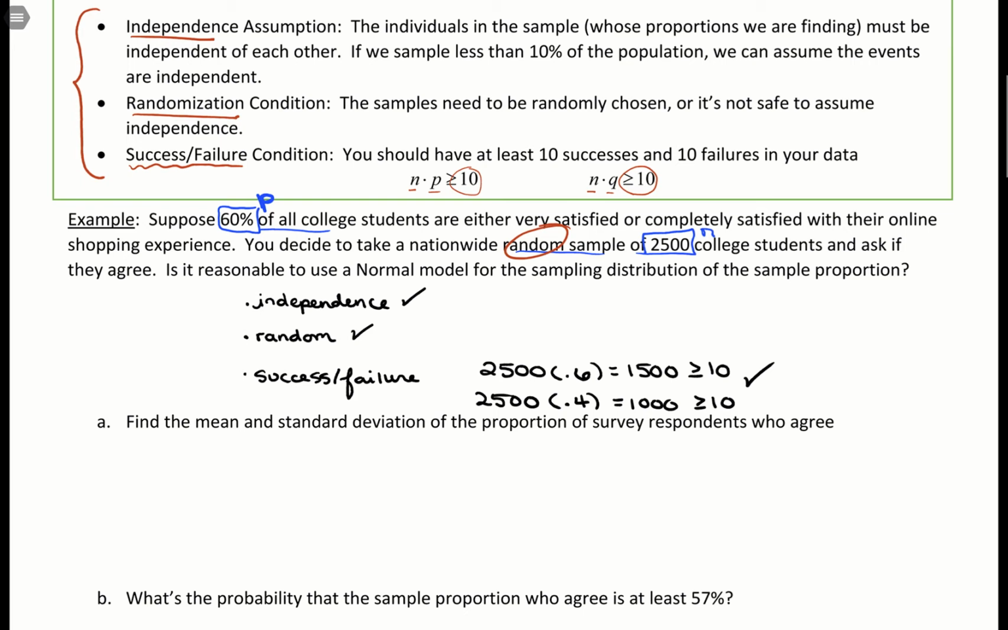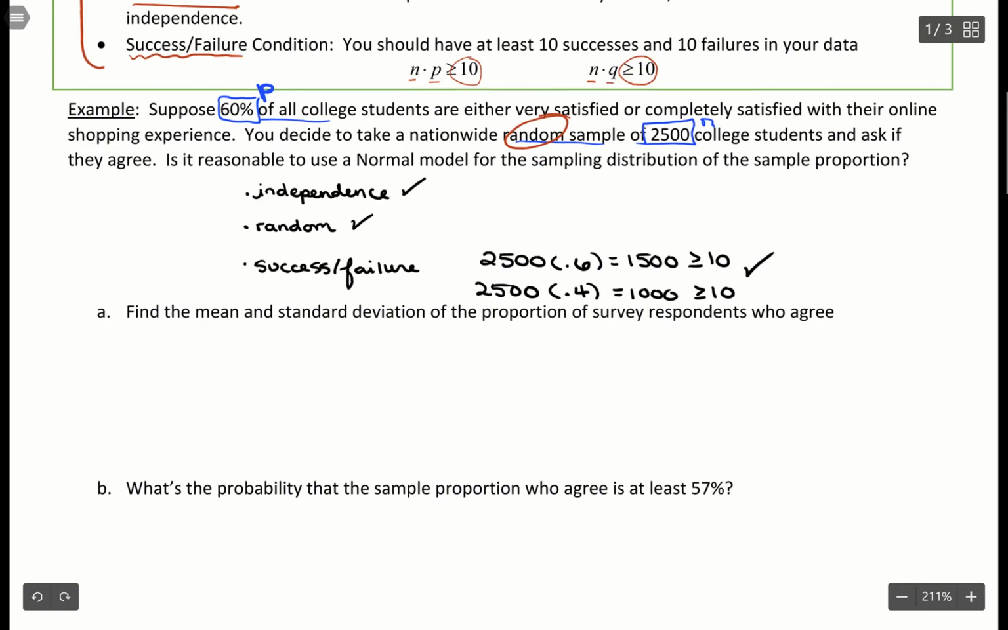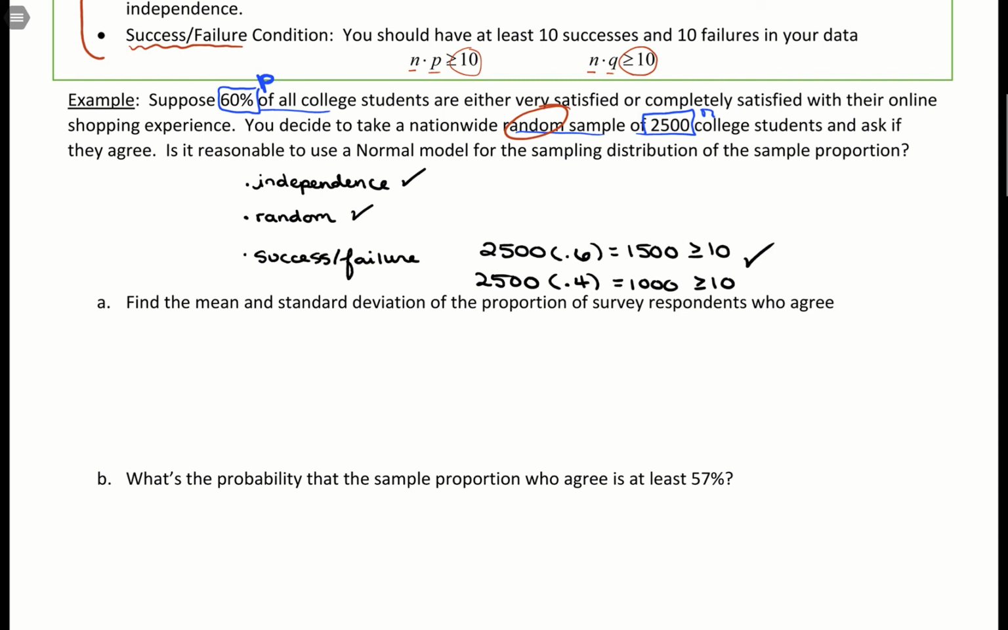If the success-failure condition fails for one or both, then we can't move forward because we don't know if we have a bell-shaped curve or not. All right, so defining our distribution, finding our parameters. So looking for our mean of the sample proportions and standard deviation for these sample proportions. For the mean, we just copy down that population proportion. So that's going to be 0.6.